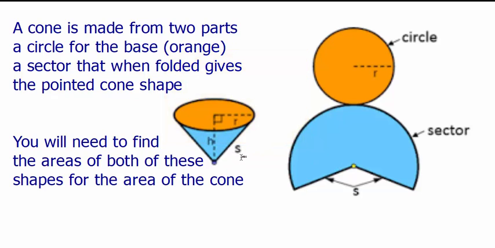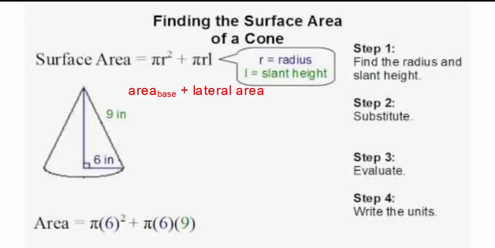Sometimes we use S. I tend to use a cursive L for this one. It's called slant height. I need to find both of those areas, the area of the circle plus the area of the sector. So this ends up being our equation. This is the area of the circle. We call that the base. And this L is usually in cursive, that way it doesn't look like a 1. And that's called the lateral area.